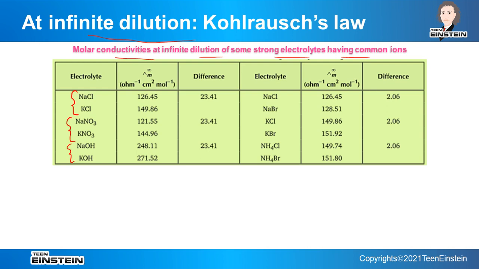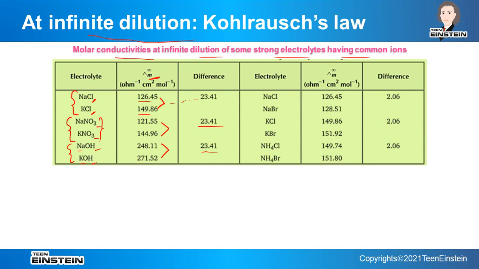So what is common here? In each case the anion is common, right? And the metal is sodium, potassium. Then again anion is common, but sodium, potassium. Anion is common, but metal again sodium and potassium. Now look at the corresponding lambda m infinity values. The values are not important. Important is what is their difference. So the difference is 23.41. In the second pair also it is 23.41. In the last pair also it is the same.